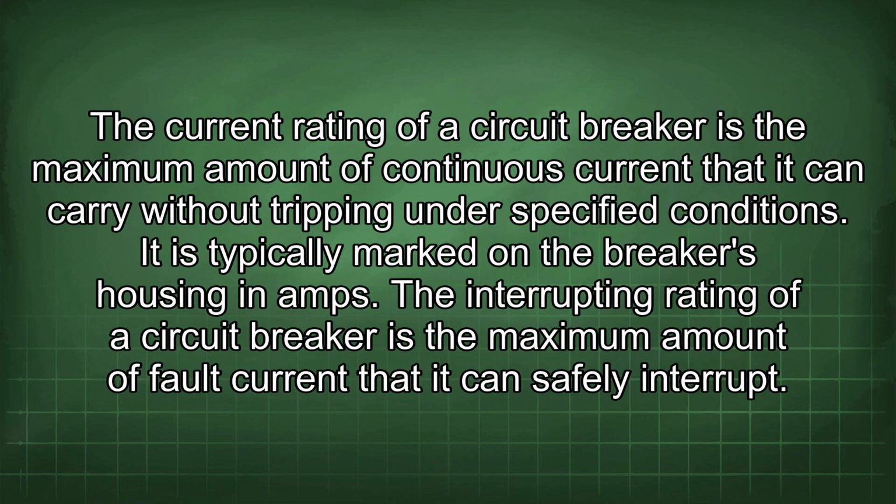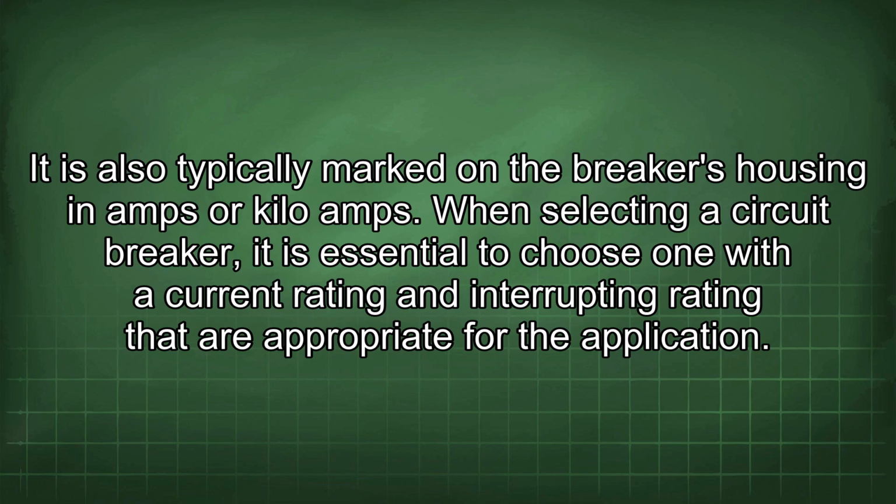The current rating of a circuit breaker is the maximum amount of continuous current that it can carry without tripping under specified conditions. It is typically marked on the breaker's housing in amps. The interrupting rating of a circuit breaker is the maximum amount of fault current that it can safely interrupt. It is also typically marked on the breaker's housing in amps or kiloamps.